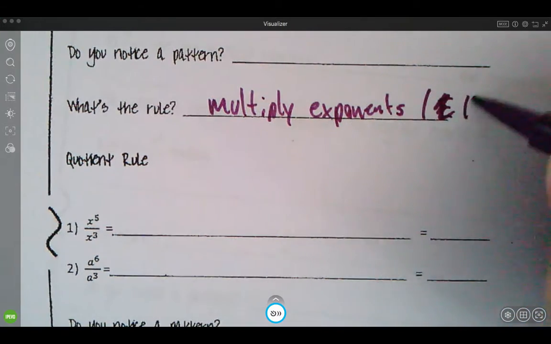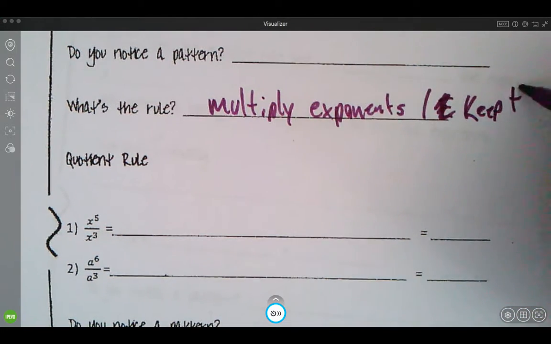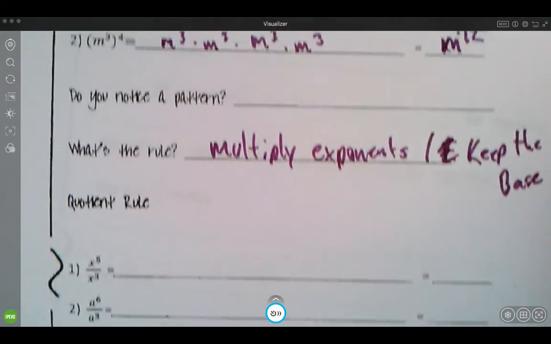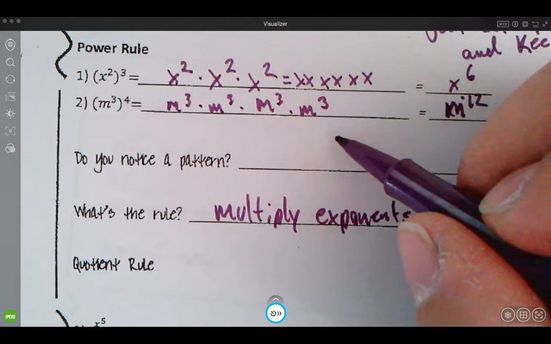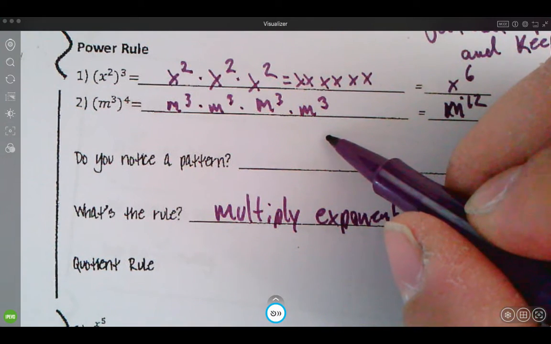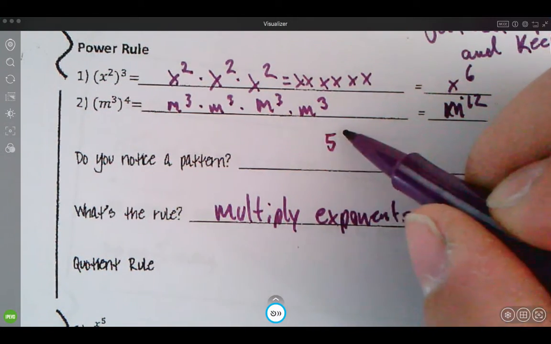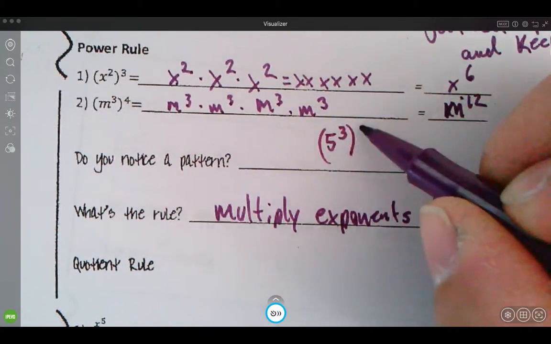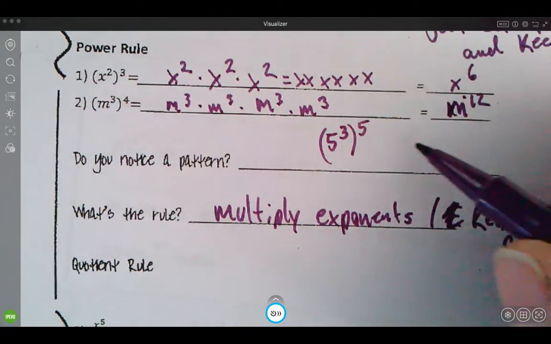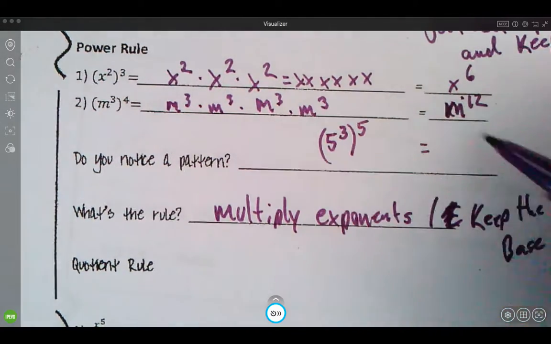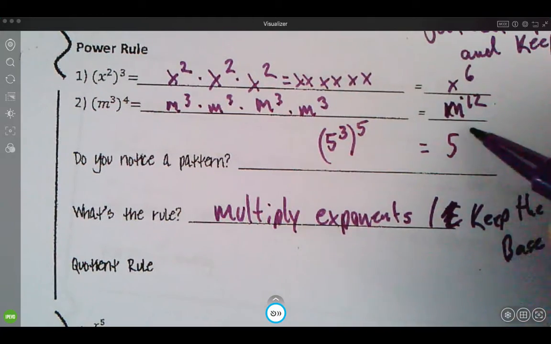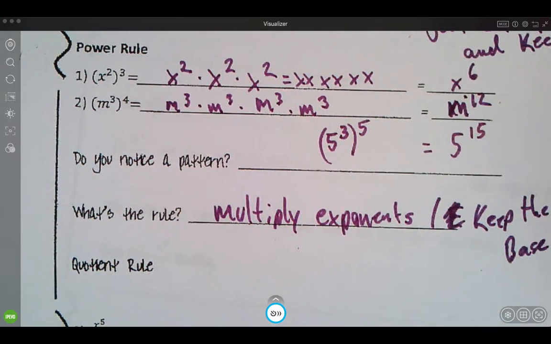Sorry, keep the base. So if I did that, I didn't do one with numbers. So say I had 5 to the third raised to the fifth. That would be 3 times 5 is 15, so that would be 5 to the 15th. Cool.